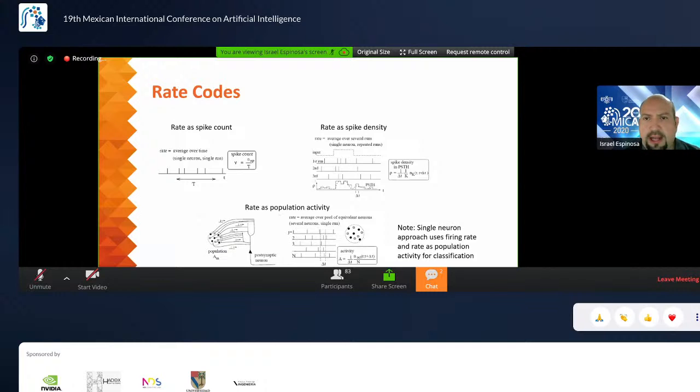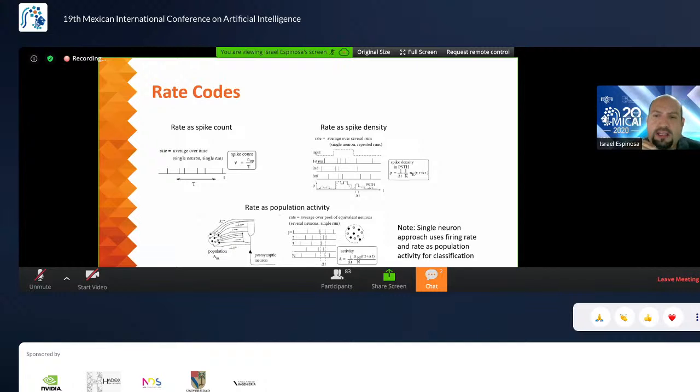The second one is related to the spike density. In some way, we can count the number or the amount of spikes in an interval, but it can also follow another external signal, here in the diagram on the top right. So we can say that is an input.